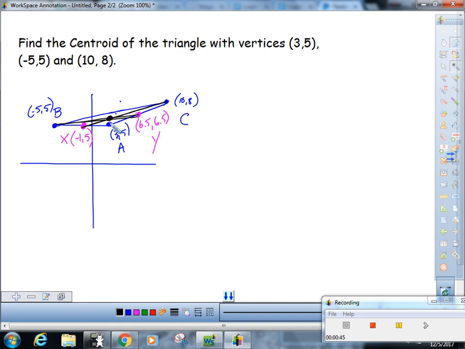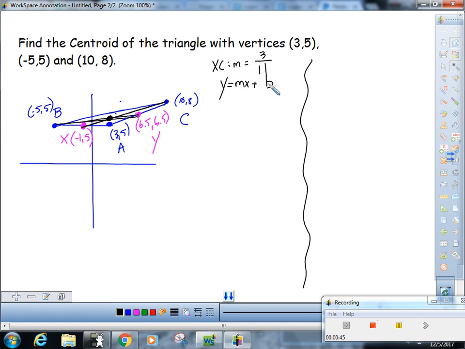So, let's just break this up into 2 different charts. And let's start with XC. We need to know the slope. What's the slope of XC? 3 on top, 8 minus 5 over 11. And do you agree that that line looks positive? And what do we need to find? Okay, we need to find the y-intercept.